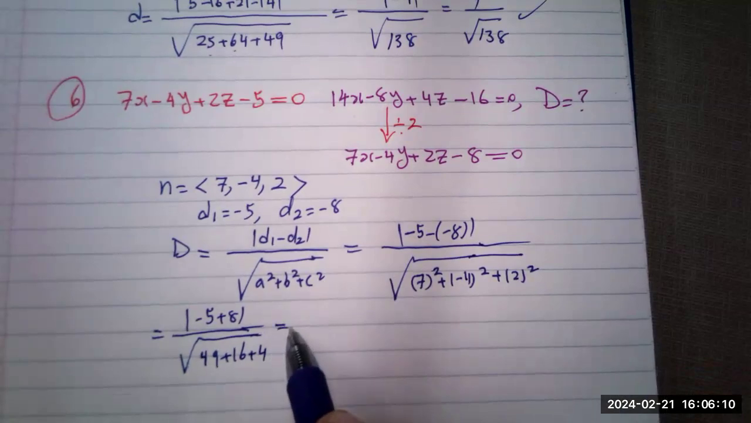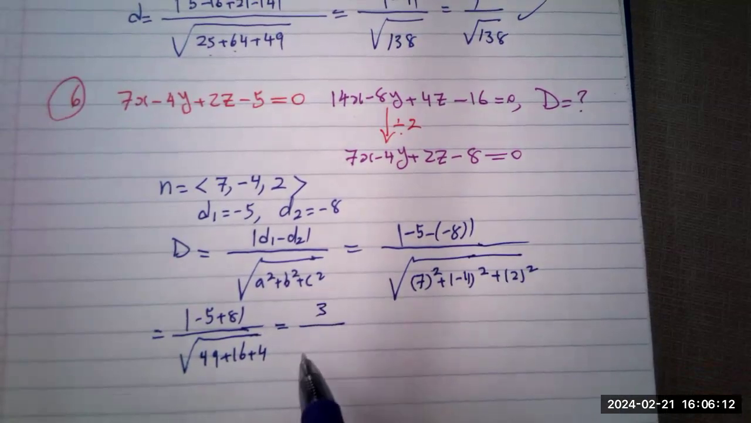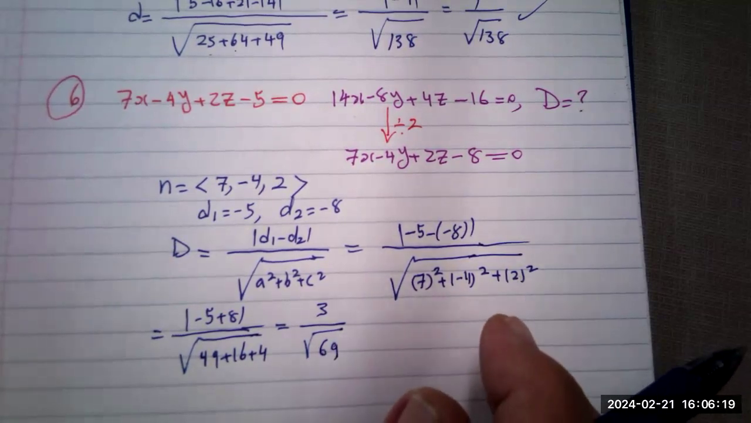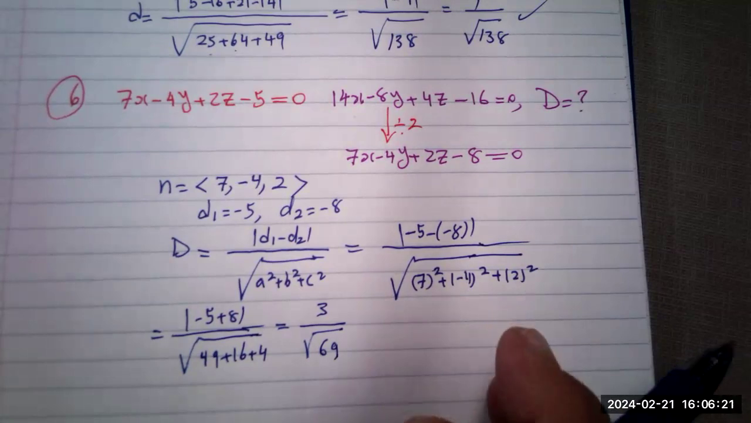Okay, the top would be 3. You don't need any absolute value. And the bottom one would be the square root of 69. So that gives you the distance. Can do that.